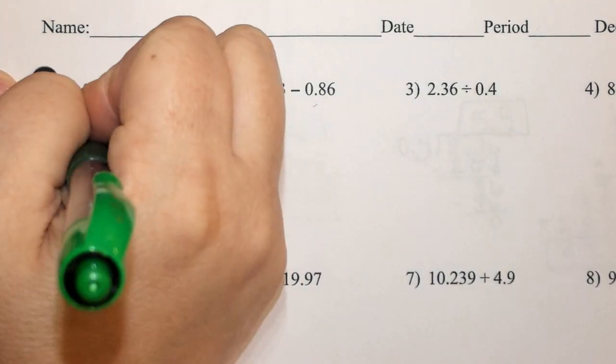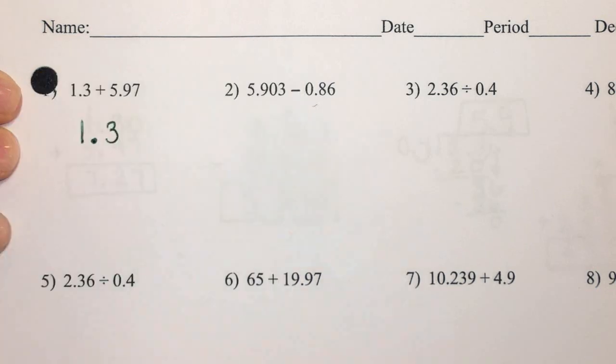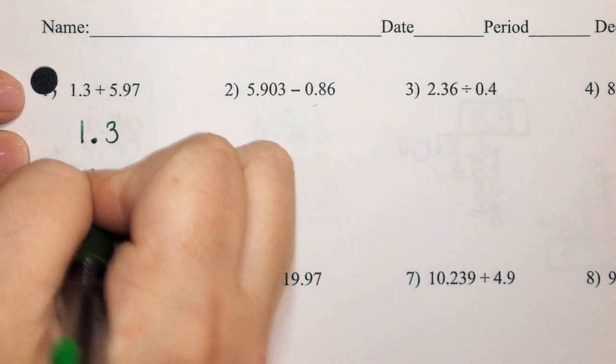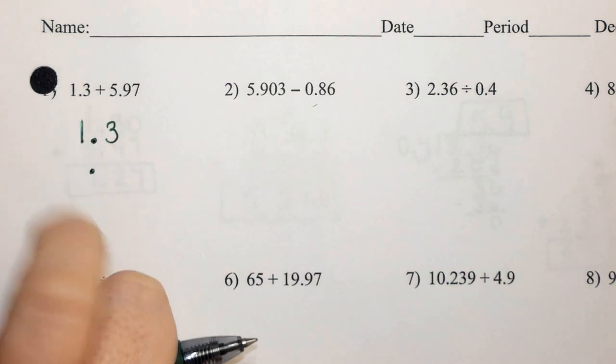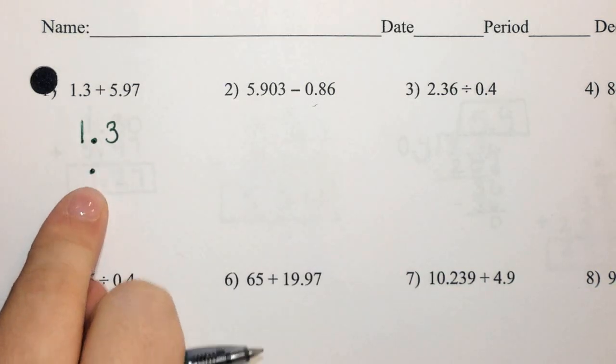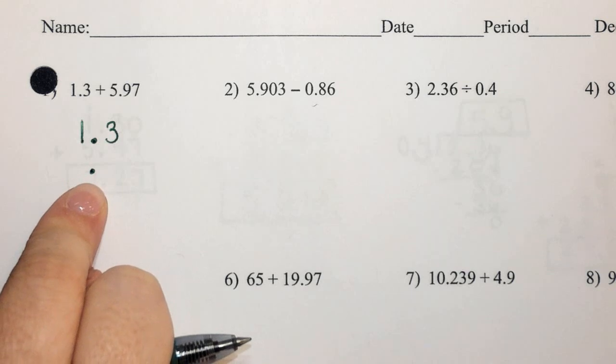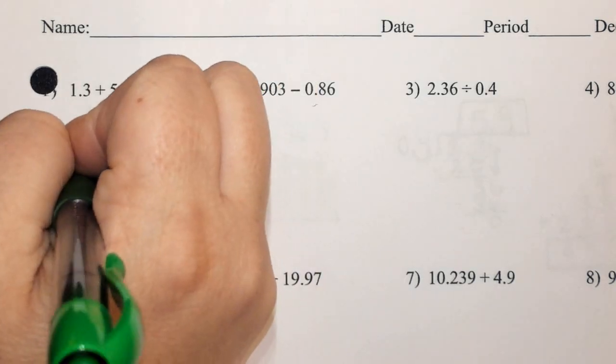So I'm going to go ahead and write 1.3. It was first, so I wrote it on top. I'm going to go ahead and put my decimal underneath in the correct place. Y'all see how my decimals are in a line. On the second number, what should be in front of my decimal? Braden? 5. And what's going to be behind the decimal?